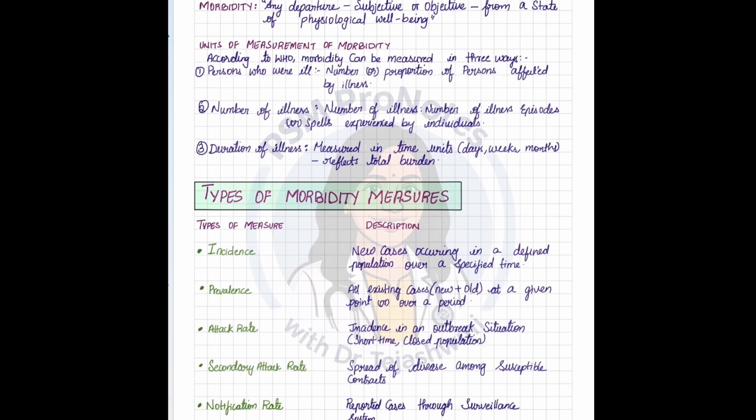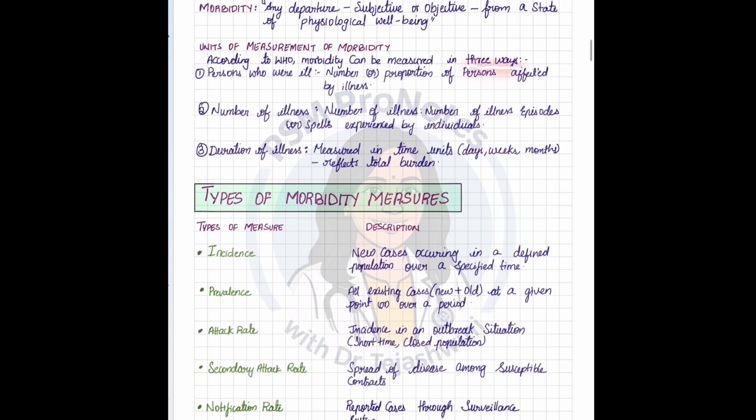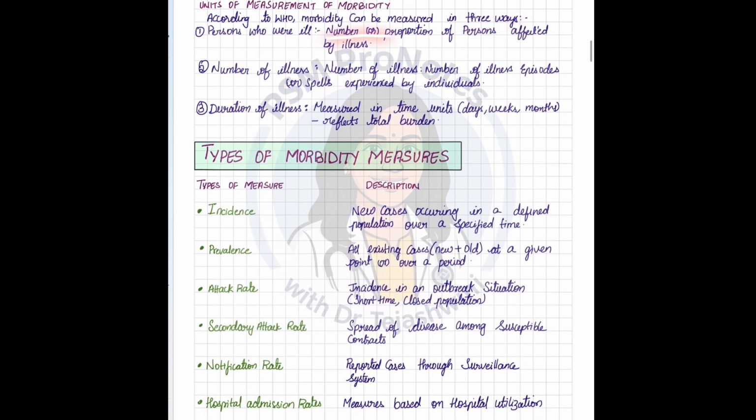Units of measurement of morbidity, as per WHO. According to WHO, morbidity can be measured in 3 ways. 1. Number or proportion of persons affected by illness. Example: how many people in a village had dengue in the last month? 2. Number of illness episodes per person. This is about how many times illness occurred. One person might have had 3 flu episodes in a year. This helps estimate disease frequency. 3. Duration of illness. This tells us the total burden on the individual or health system. A week of fever is very different from a 10-year chronic disease like asthma or arthritis.